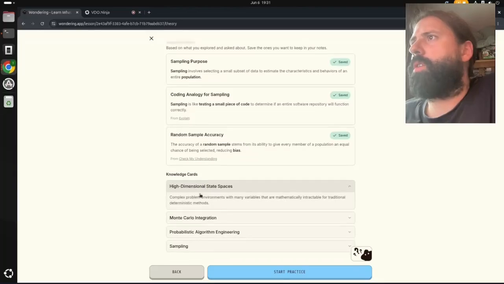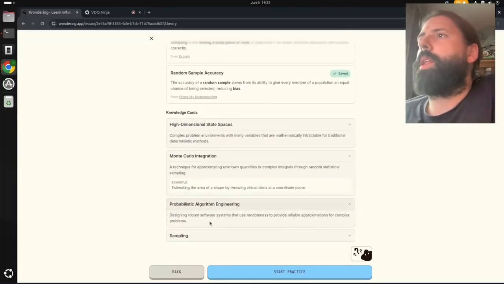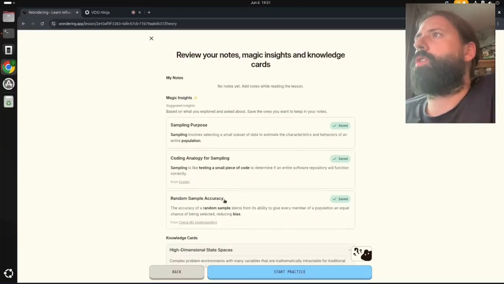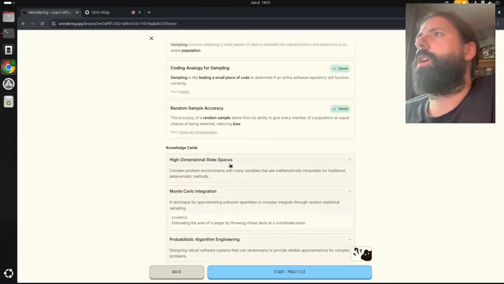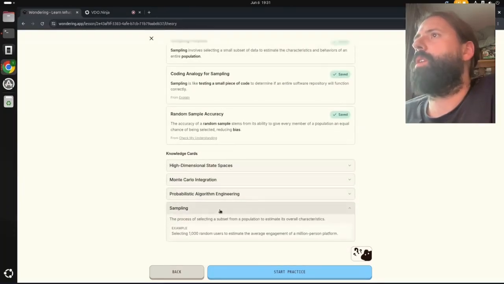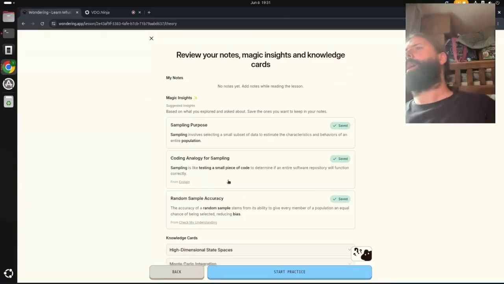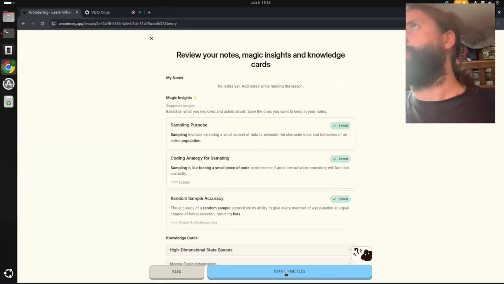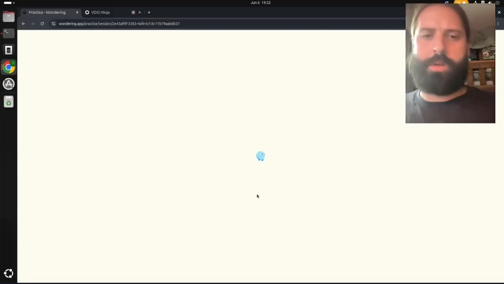And the knowledge cards, I think this has one problem. There's just a lot of everything. There's cards, there's this, there's that, there's the lesson. And it might feel maybe a bit overwhelming. Okay, start practice. And now what?